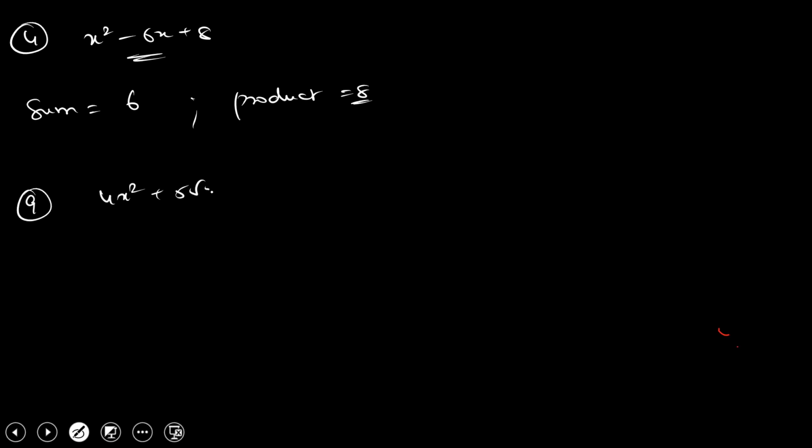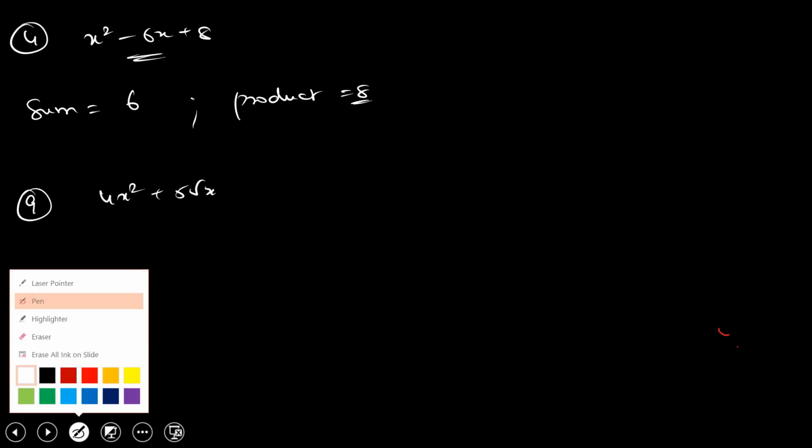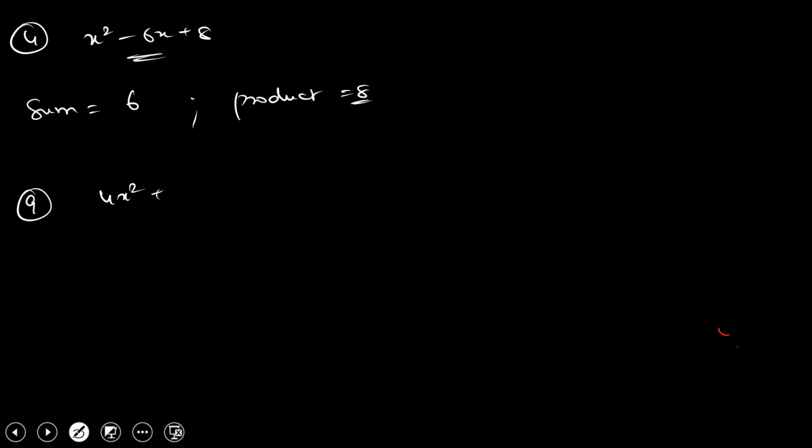So there is another problem like this. 4x square plus 5 root 2x minus 3 is a polynomial given. Find the zeros. 1 minute time. Be careful, coefficient of x square is not 1. 1 minute time and timer starts now.